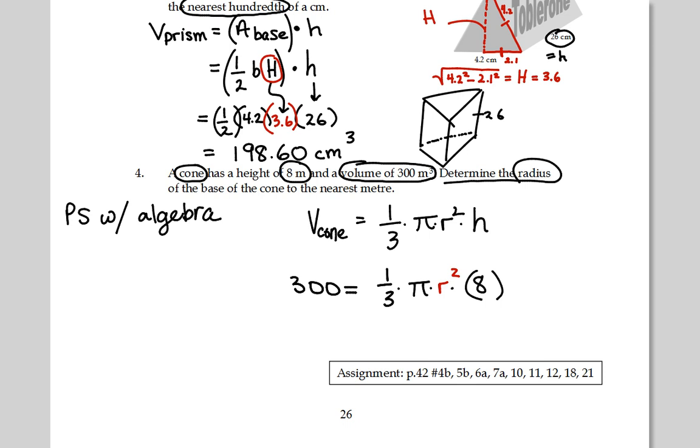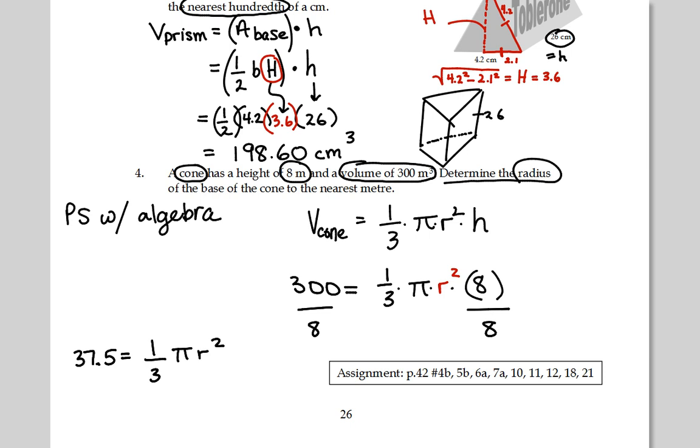All right. Algebra. R needs to be isolated. Right now, we all have these timeses in here. So what do we have to do? Opposite of times is divide. So I'm just going to divide the 8 first. I'm just going to divide out 8 on both sides. And now I have 37.5 is equal to 1/3 pi r squared.